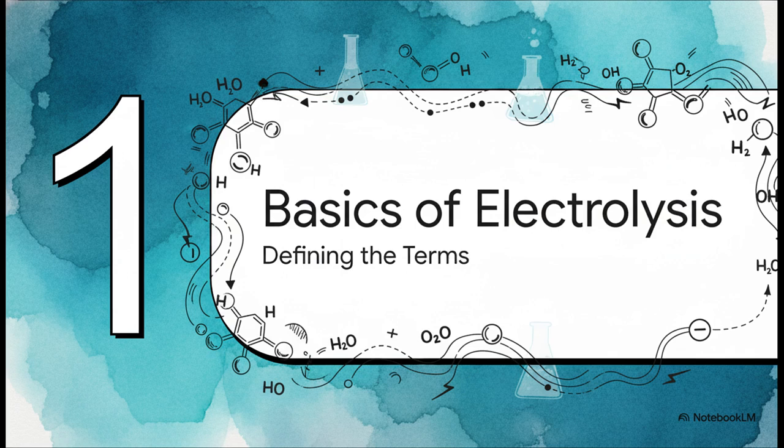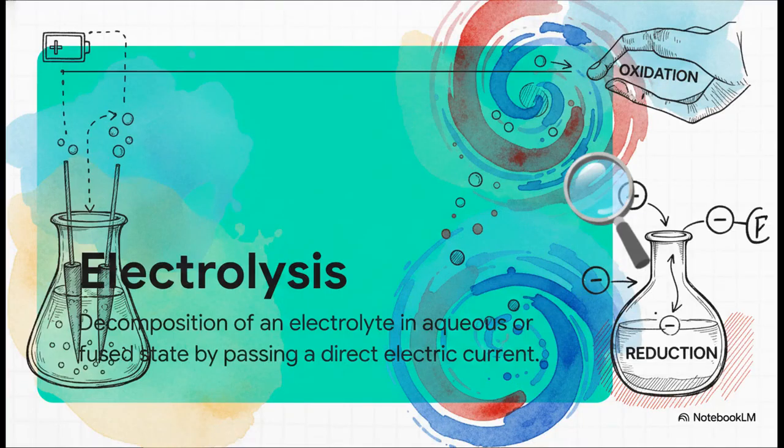Section 1. The basics of electrolysis. Defining the terms. Let's lay out our foundational vocabulary. So electrolysis is basically the decomposition of a chemical compound, specifically we call that an electrolyte, in either an aqueous liquid state or a fused molten state, just by passing a direct electric current through it. The result? The discharge of ions as neutral atoms.